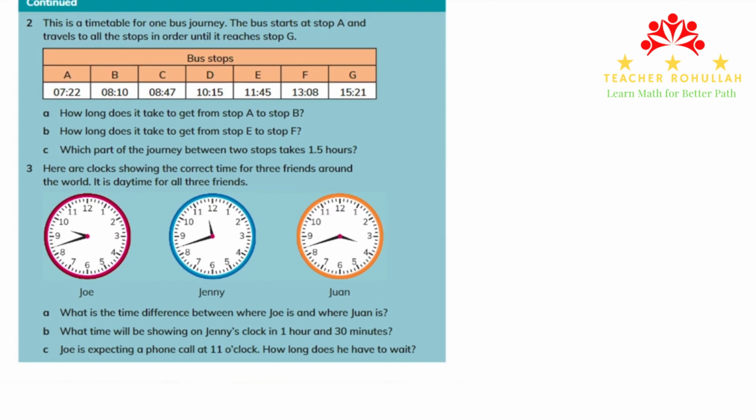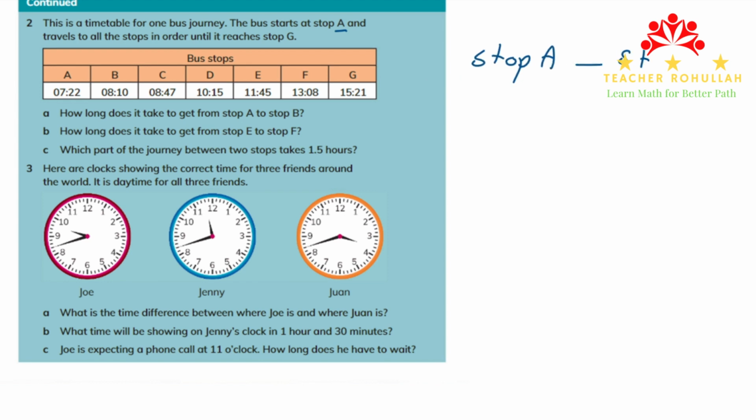In question 2, it says, this is a timetable for one bus journey. The bus starts at stop A and travels to all stops in order until it reaches stop G. So we have 3 questions asking about this timetable. Part A says, how long does it take to get from stop A to stop B?